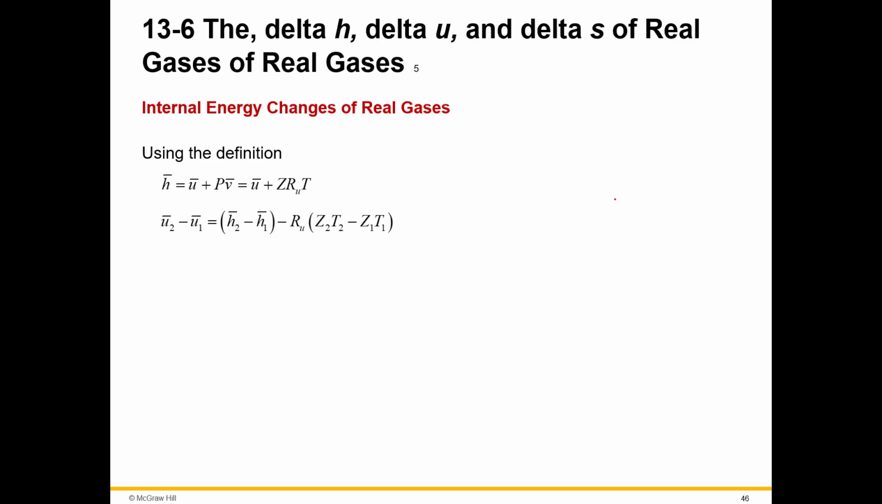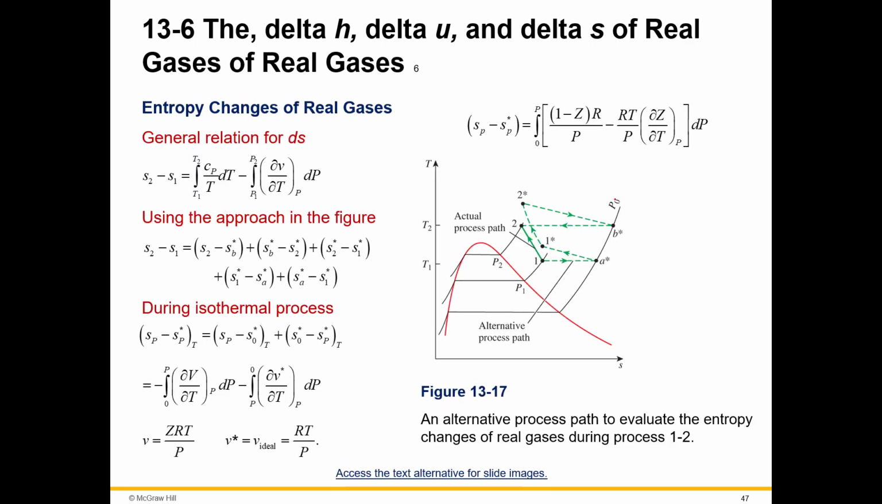And then internal energy changes of real gases. Here's the definitions there, and the u2 bar less u1 bar, and how those are related as well. Entropy changes of real gases, and here it is plotted as well. And you see that change from 2 to 2 asterisk, 1 to 1 asterisk, A asterisk to B asterisk. And it's just giving you an alternative process path to evaluate the entropy changes of real gas.